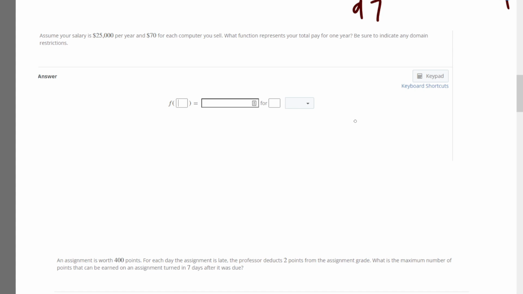This one is telling us to assume our salary is $25,000 per year and $70 for each computer you sell. What function represents your total pay for 1 year? So we know that we have 70 per computer, and we know it's a function of x. And then we know that we start with $25,000. And then x has to be greater than or equal to 0 because you can't sell negative computers.